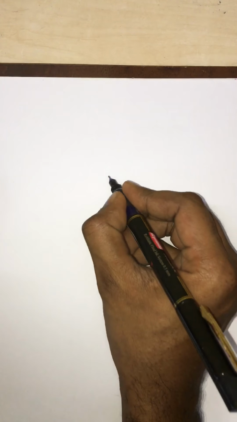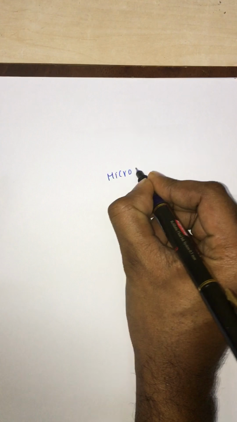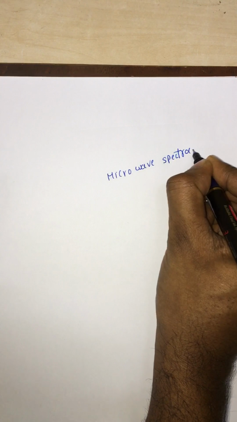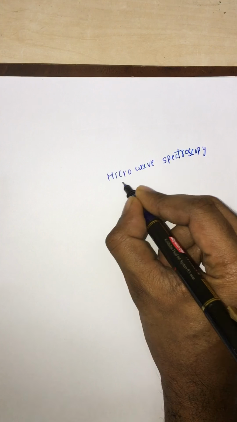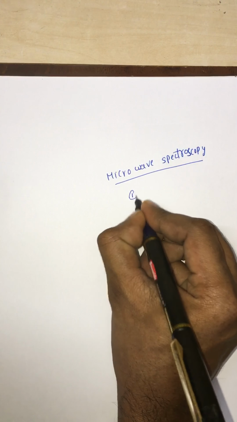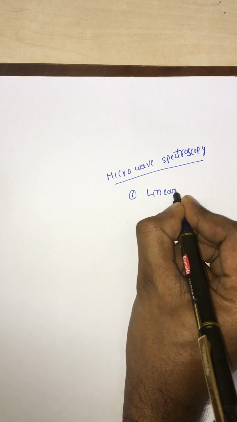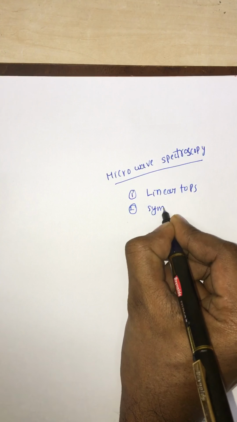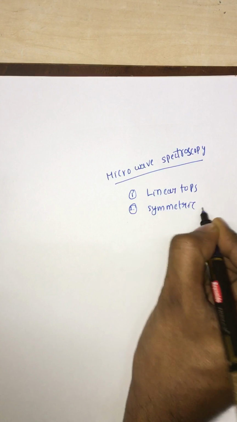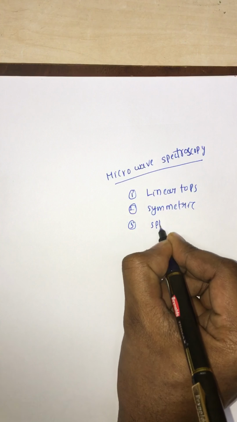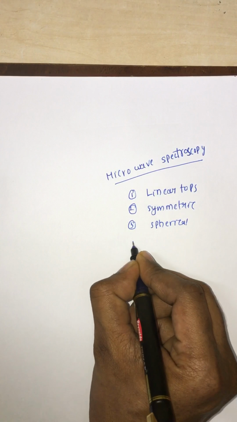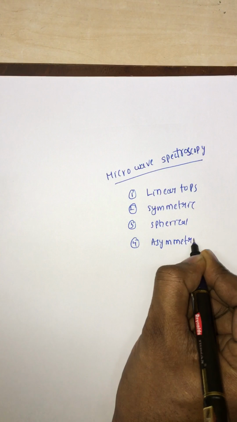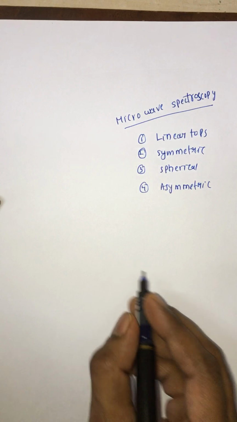Today we are going to talk about microwave spectroscopy. So here, molecules are classified into four types: linear tops, symmetric top, spherical tops, asymmetric tops. First we'll see the linear tops.